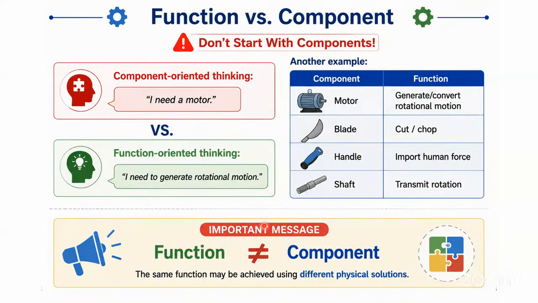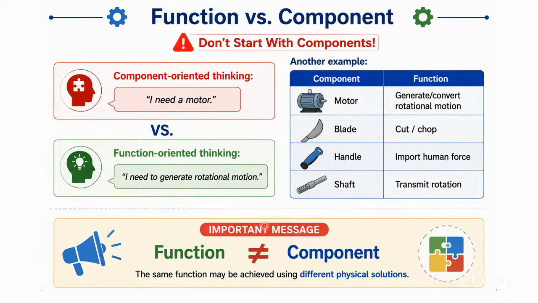So we need to come out of this component oriented thinking and go for function oriented thinking. That is, instead of saying I need a motor, we need to think like this: I need to generate rotational motion. That rotational motion can be achieved using a motor. So motor is a component, not the function itself. So the function is to generate or convert the rotational motion. The component which does that function is a motor here.